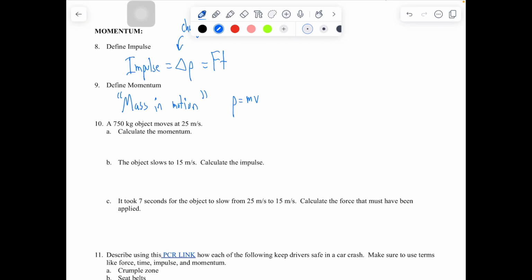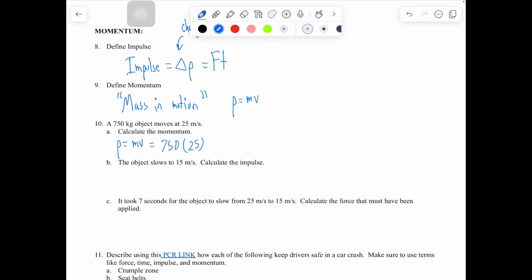A 750 kilogram object moves at 25 meters per second. Okay, well, momentum is mass in motion. Momentum is P equals mv. Let's go ahead and plug this in. The m is the 750 kilograms. The v is our 25 meters per second.